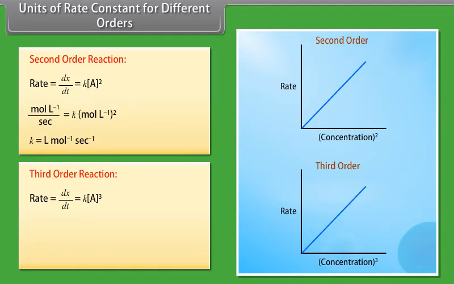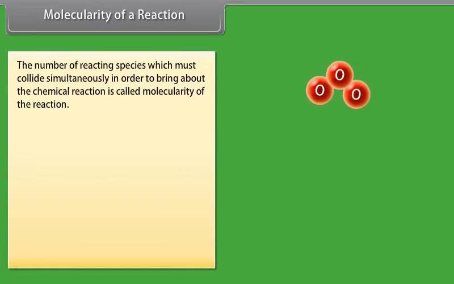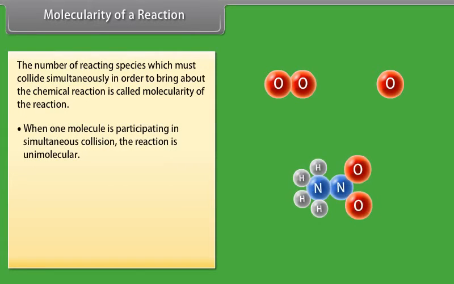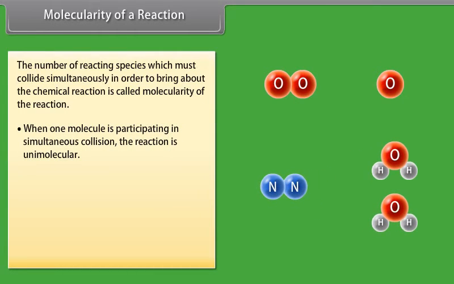Zero order reaction. Rate is equal to dx by dt, which equals the product of K and A raised to the power 0. Thus, units of rate constant for zero order reaction are mole per liter per second. First order reaction. Rate is equal to dx by dt, which is equal to the product of K and A raised to the power 1. Thus, the unit of rate constant for first order reaction is per second.